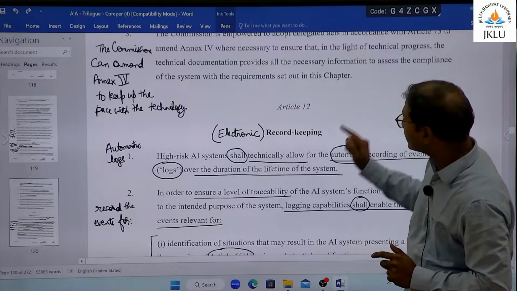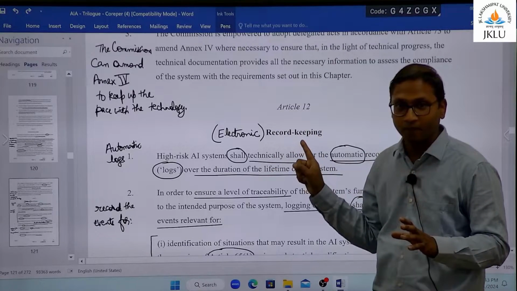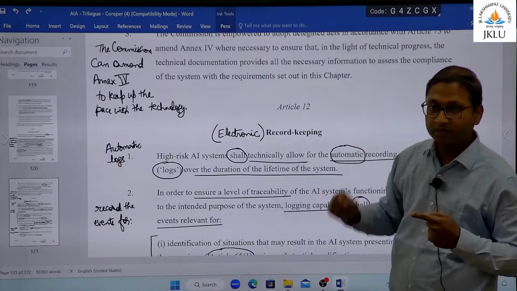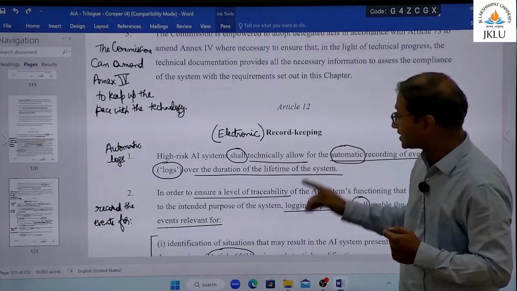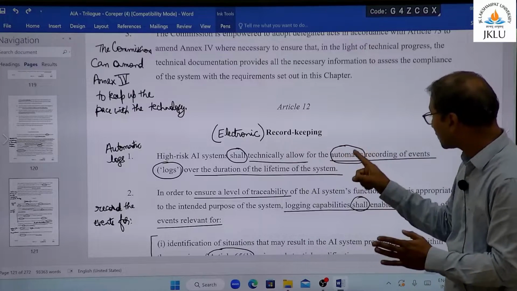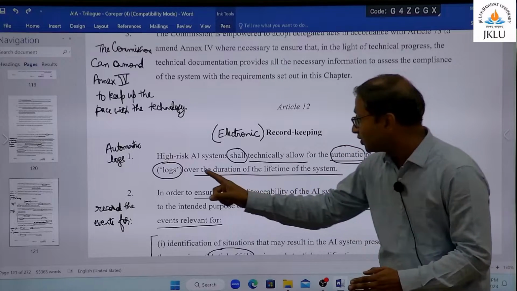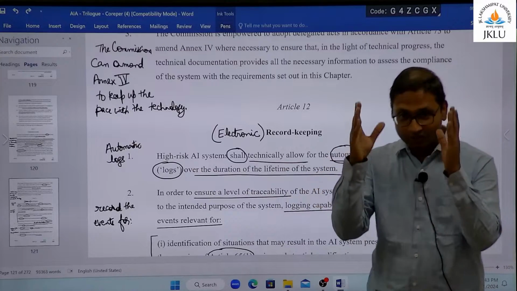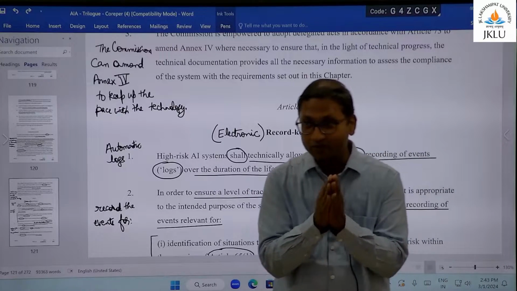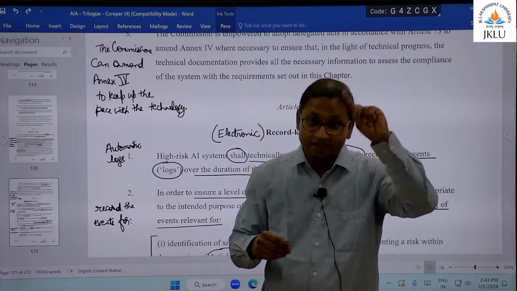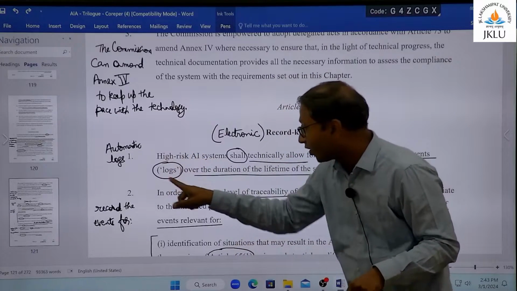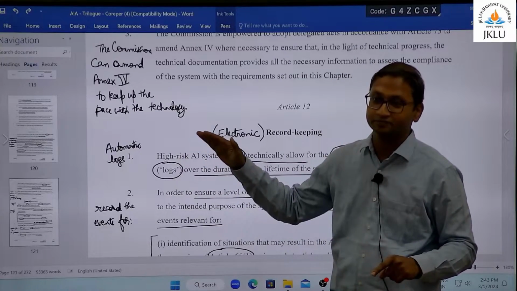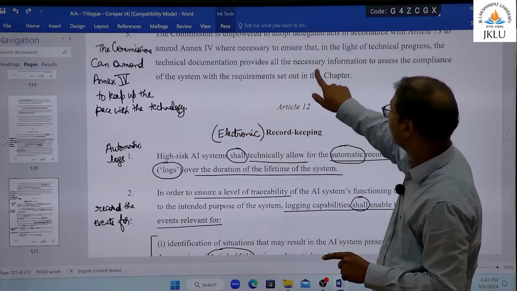So Article 12 says you have to do record keeping. Now how is record keeping different from a documentation? Here they say you have to make automatic logs over the duration of the lifetime of the system. So just coding your AI system is not sufficient. You have to do extra coding that automatically logs things that are listed here. Okay?